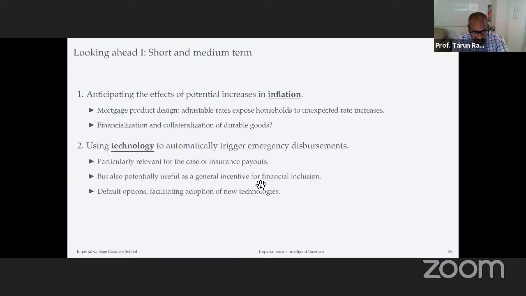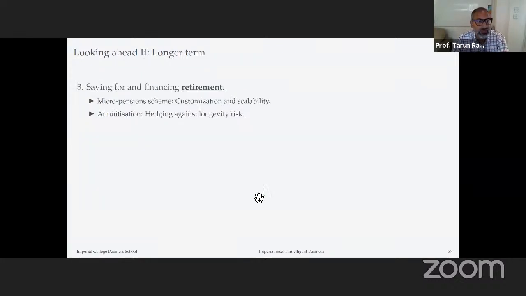We should, of course, think about technology to automatically trigger emergency disbursements, which is very relevant in the case of insurance payouts and will become increasingly relevant as we move into climate-related disruptions, but also potentially useful as a general incentive for not just financial inclusion, but household finance. I think this is very important. And we should obviously think about default options and facilitating the adoption of new technologies. But I think just thinking about nudging is not in any way, shape, or form the only solution.